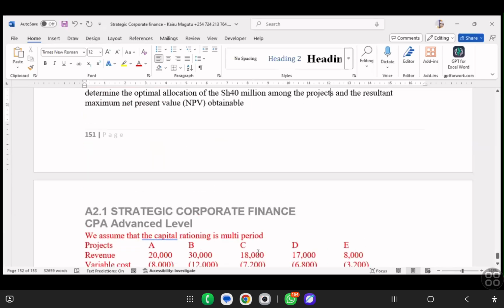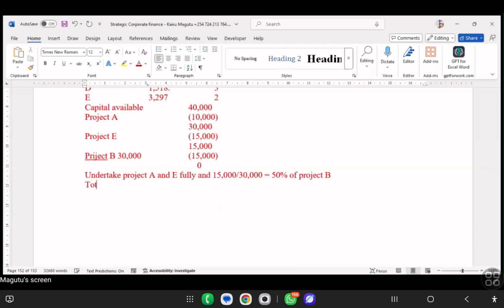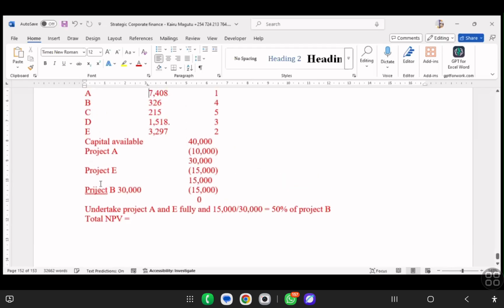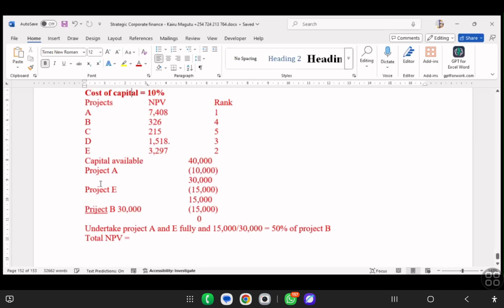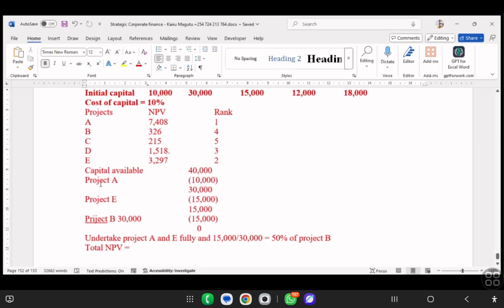The other question that you are required to determine is the net present value. Can someone give me the total present value obtainable? The total NPV obtainable from this question. Someone to give me this, please. Compute and give me the total NPV obtainable.